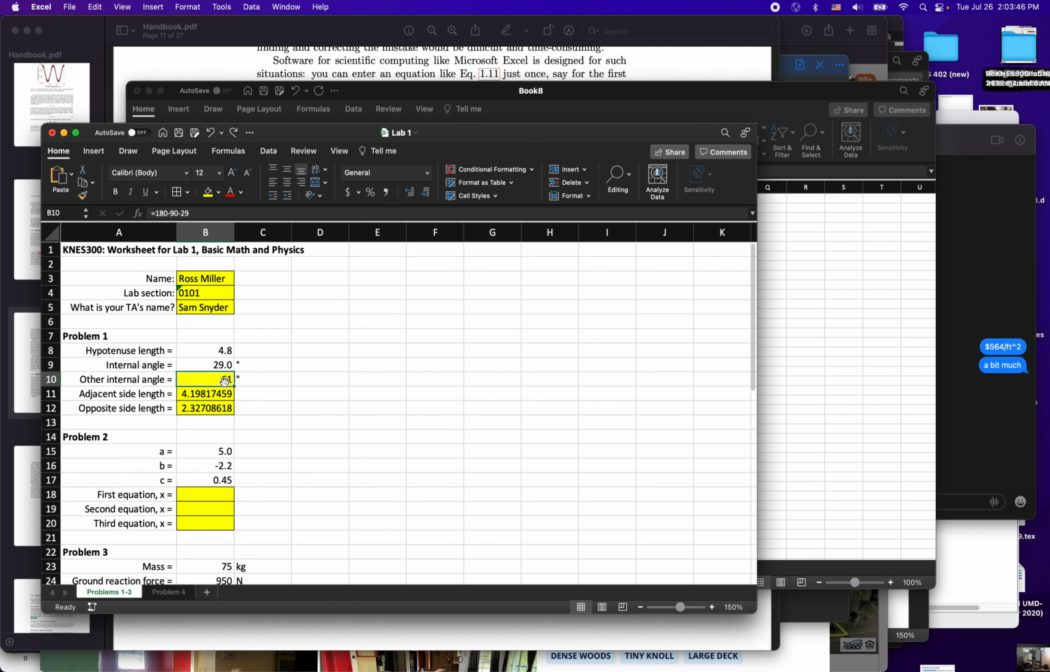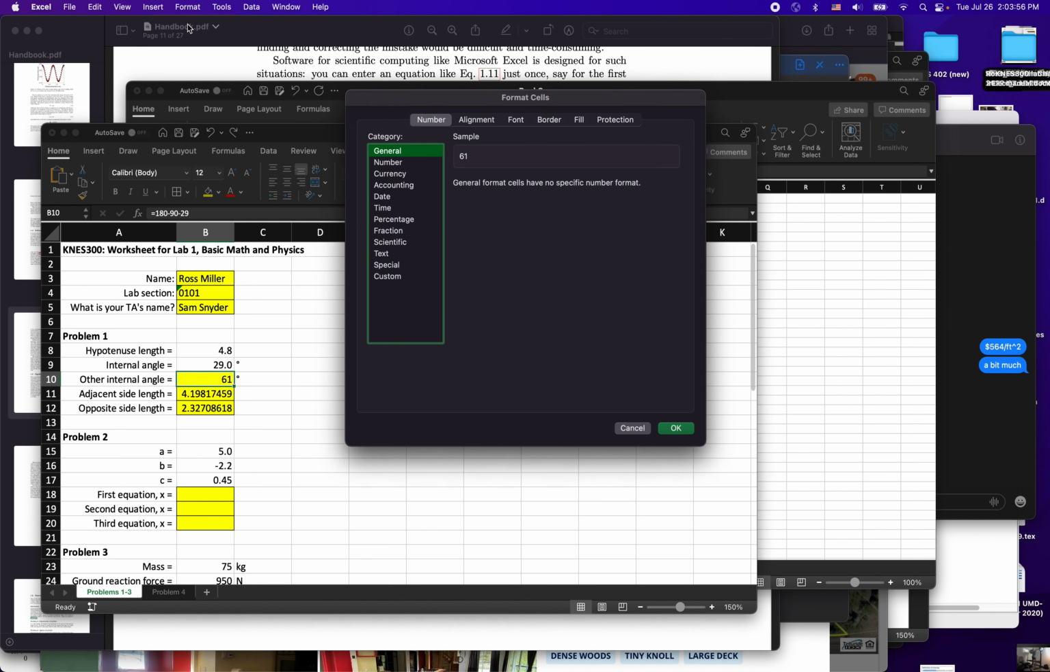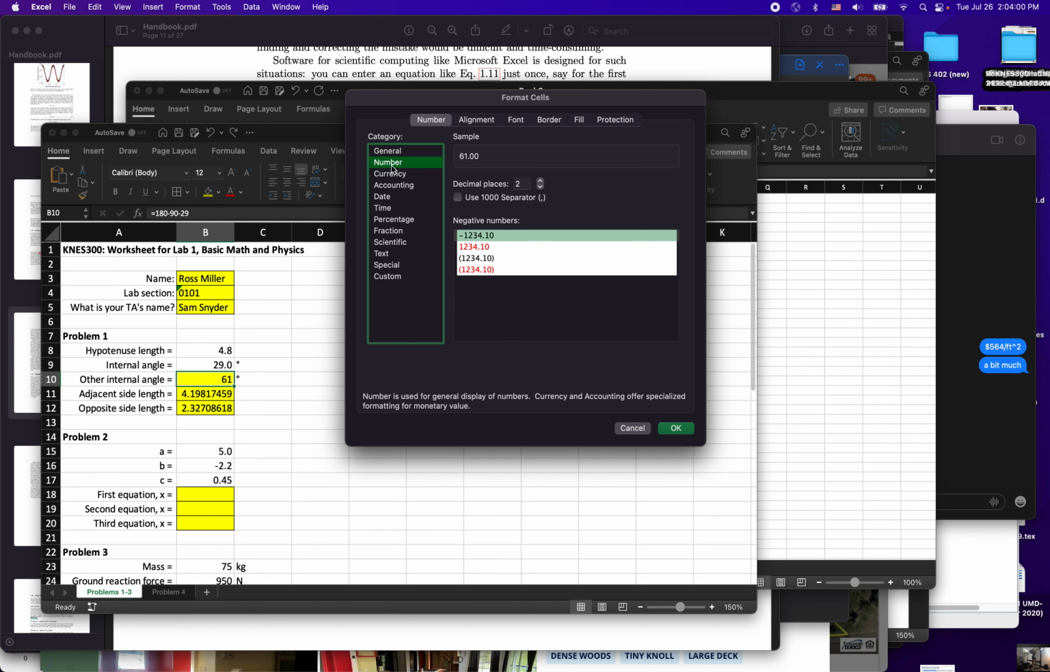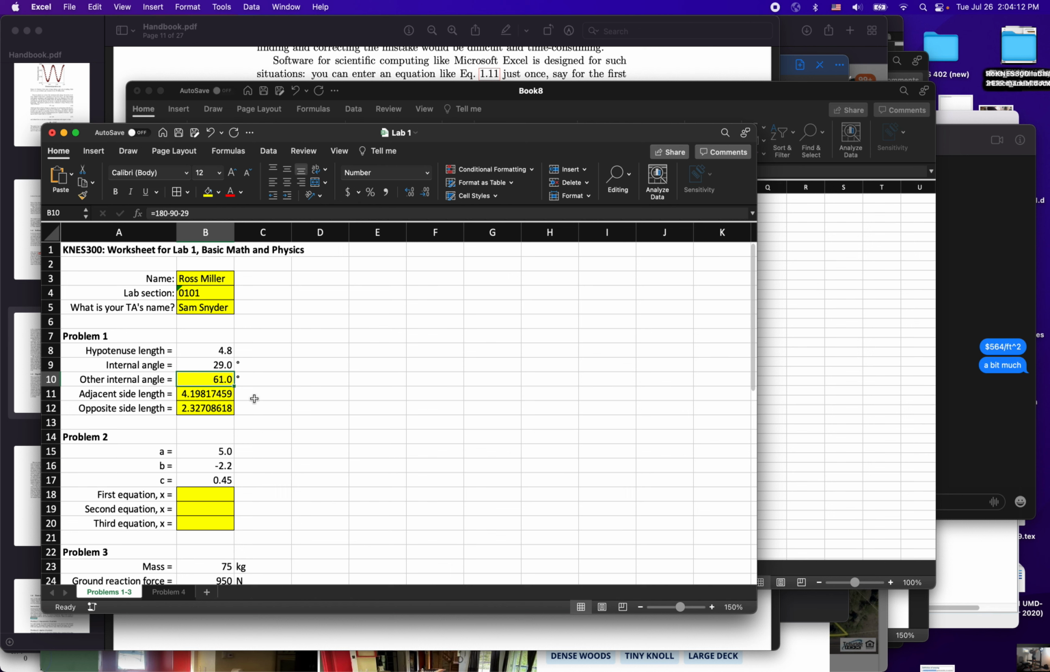So how can I get this to show me one decimal place instead of no decimal places? Well, I click on the cell, and then I go up to Format, and do Format Cells, and then click on Number under Category, and then I can tell it how many decimal places I want it to show. So since I have 29.0 with one decimal place, let's also make this 61.0 with one decimal place. And then there we're good.